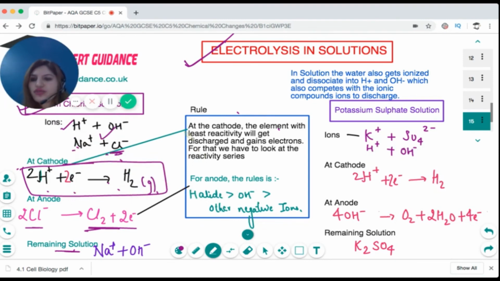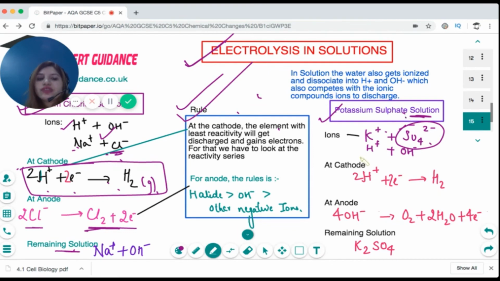To make sure you remember the rule, take potassium sulfate. Now, potassium sulfate will dissociate into K+ and SO4 2- ions. To remember these charges, go to my bonding video. I have given you the table on how to remember the charges. And it is a solution. Remember, for any electrolysis, you need to look at the word molten or solution. If there's a solution, you need to follow this rule, and water is there in that.